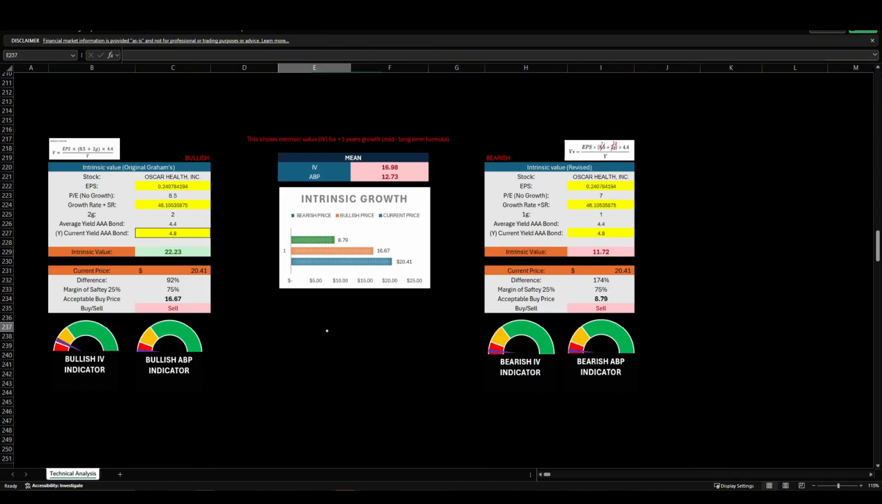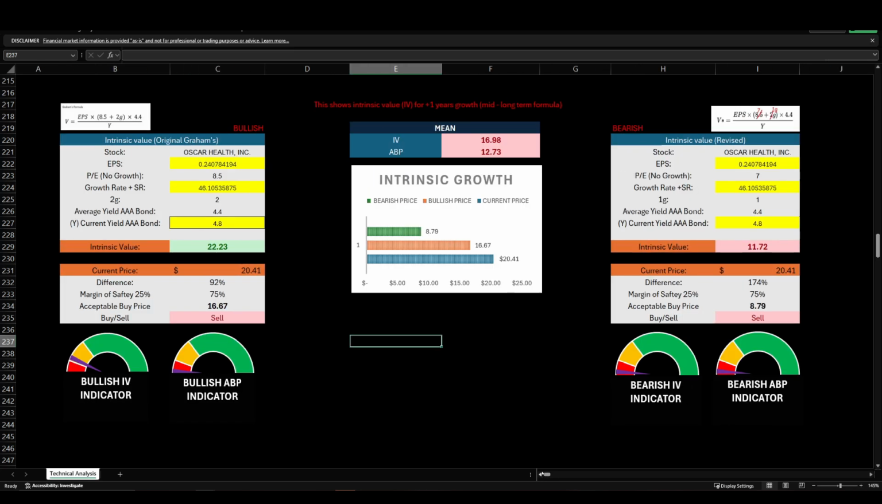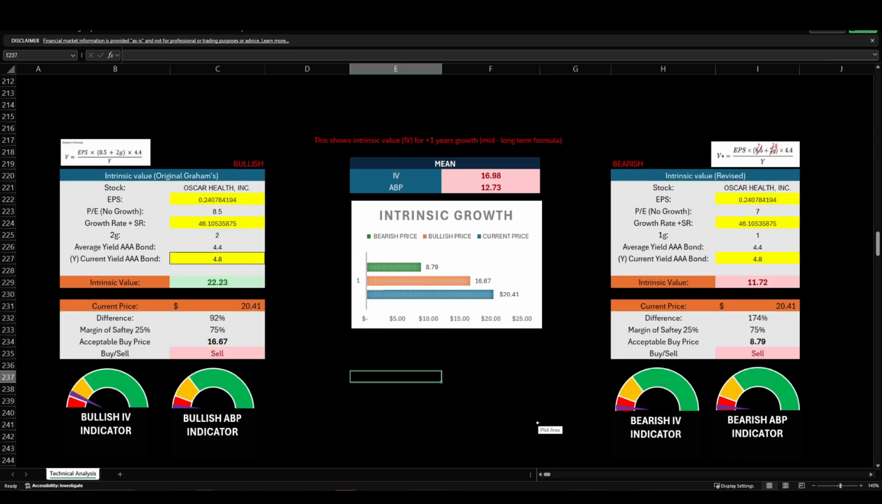Furthermore, I have all of the key figures for these stocks, and this is basically the financial aspect of the analysis done, and from here we can do an intrinsic valuation. The stock you're looking at here, for example, is Oscar Health, so we can see on Graham's formula, which is this formula in the top left and right, that intrinsically this stock looks to be undervalued on the bullish side, but when we go to the bearish side, this stock is actually overvalued.